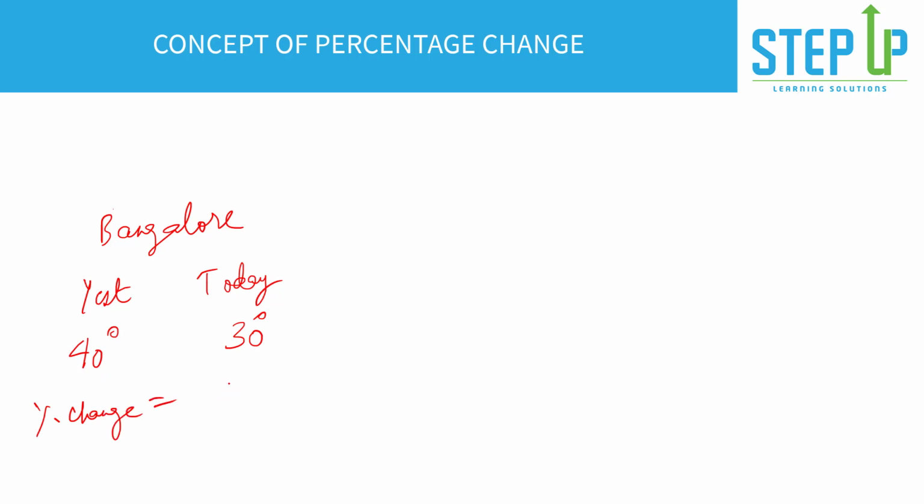The simple formula for percentage change typically is the difference, that is the change, upon original, into 100. That means it will become 10 because 40 minus 30 is 10, upon what was the original? 40, into 100. That becomes your 25%. So this is the simple concept of percentage change.